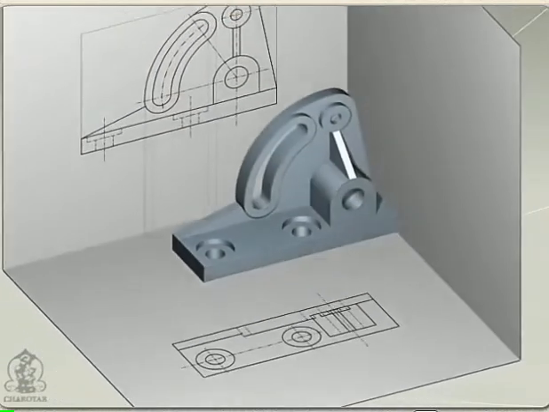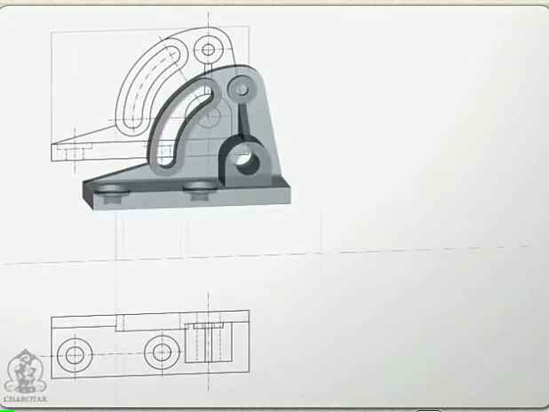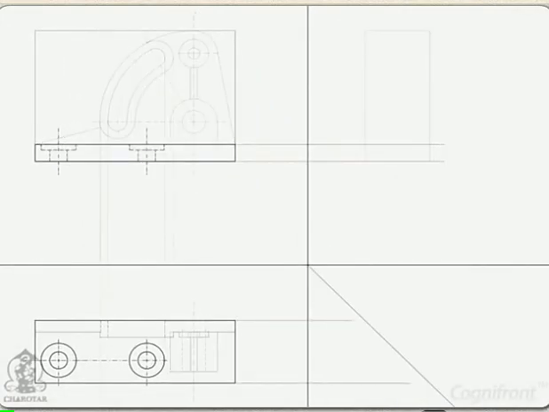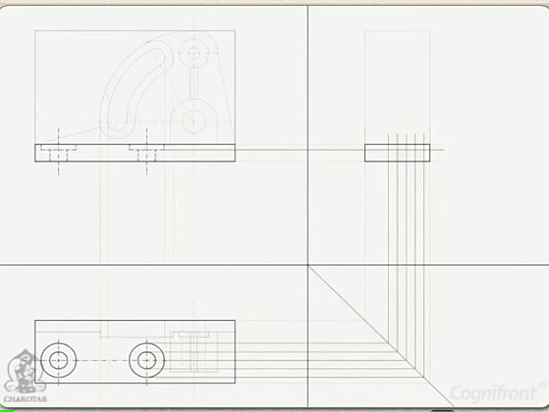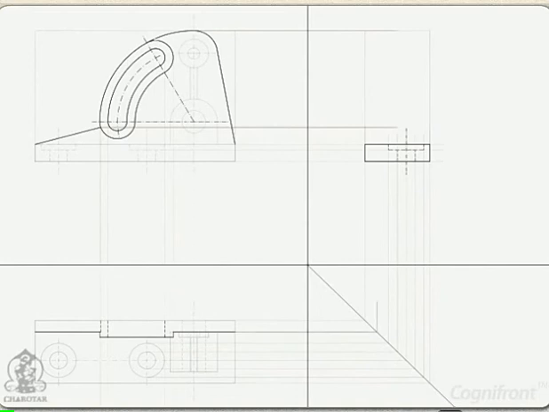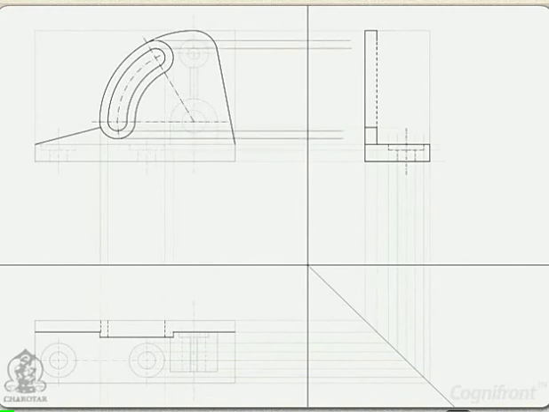Alright, so let us now move to the left hand side view. First, extend details of the base plate from the front view and top view. Include lines of spot face holes as well. Next, extend the inclined rib and slotted vertical plate from the front view and top view. Include the through slot as well.